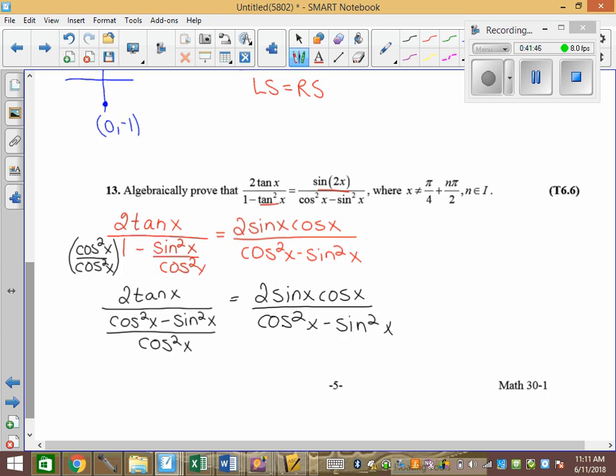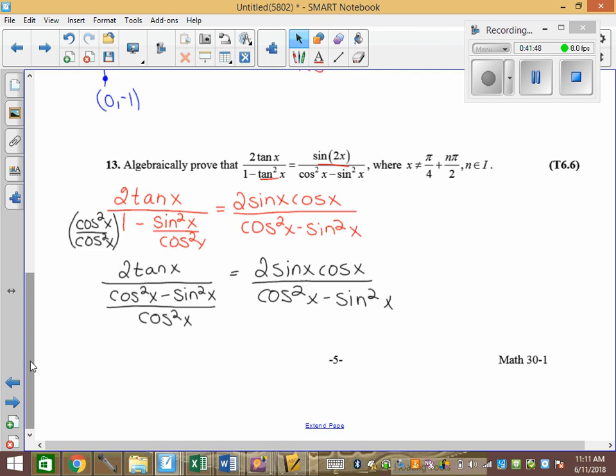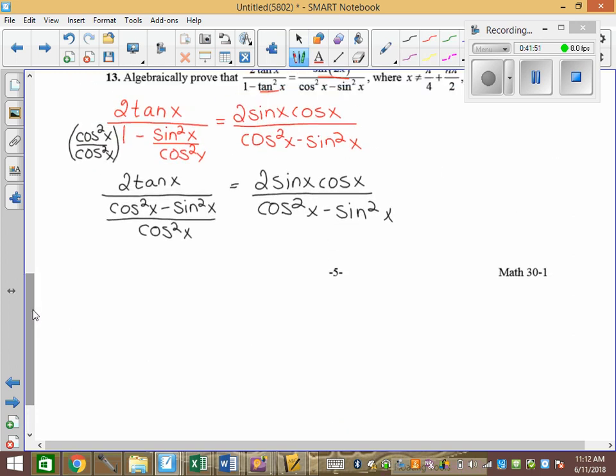Now I'm going to need that cos squared to go away, correct? In some way. So I'm going to change the tan to 2 sine x over cos x, which is a full fraction, divided by cos squared x minus sine squared x over cos squared x, equals 2 sine x cos x.